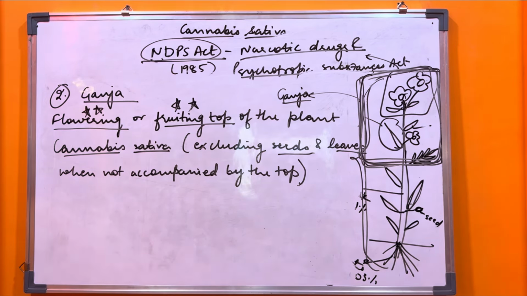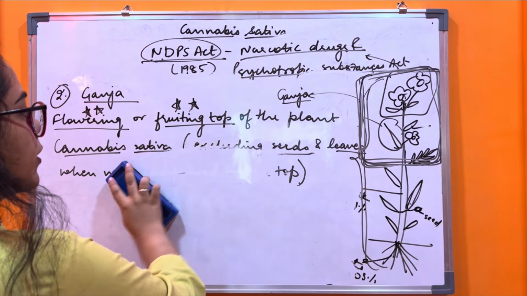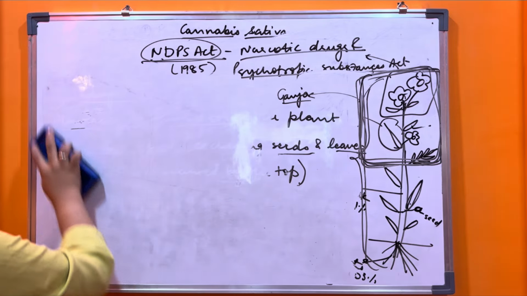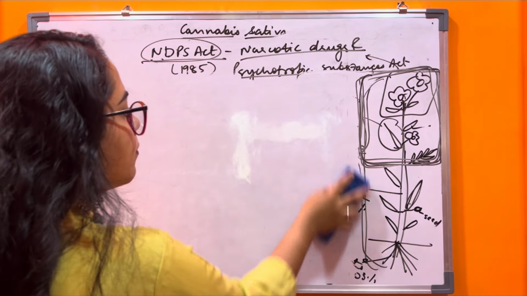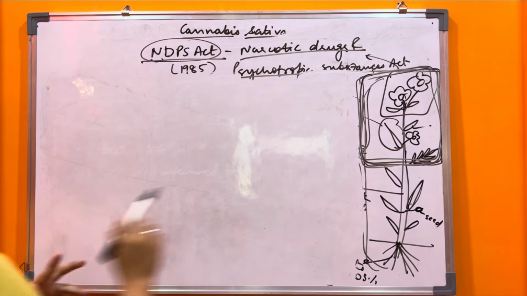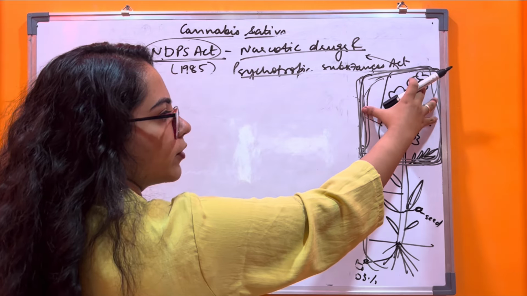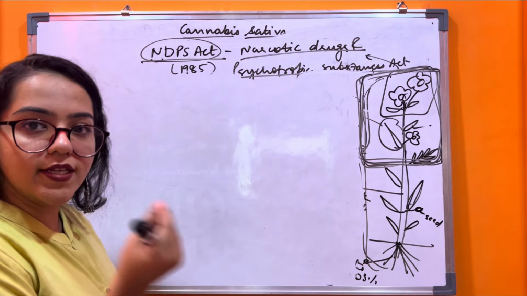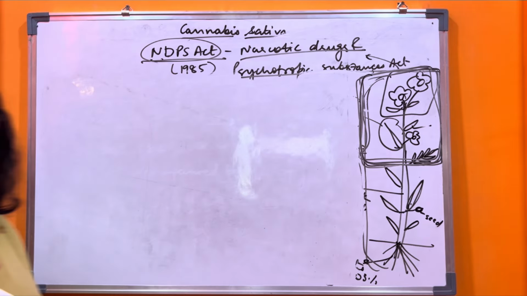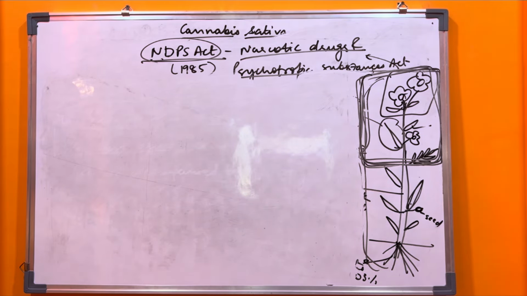Resinous form is charas. Okay, most of the students get confused here. What is ganja? What is charas? But make this very clear in mind that whenever you are talking about a plant part, flowering, fruiting top of the plant, you are talking about ganja. Whenever you are talking about resinous form, you are talking about charas, right?